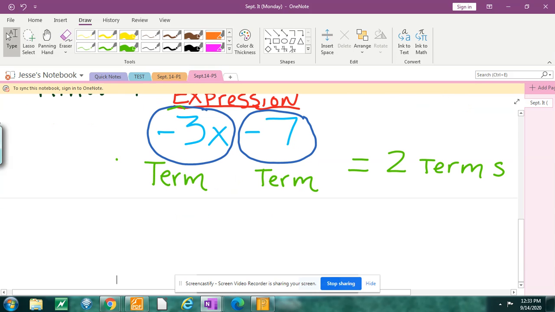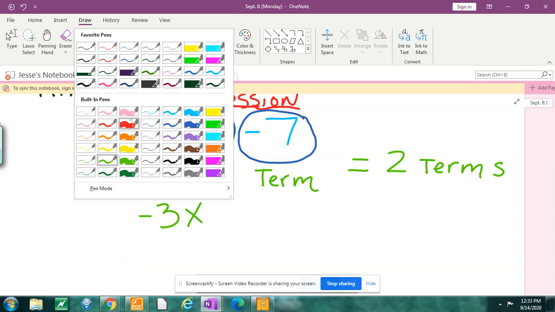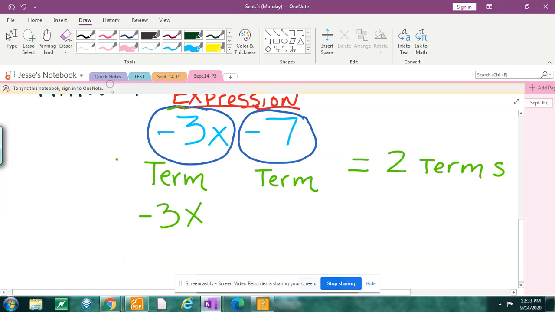So the -3x, this right here, can also be broken down. Okay, so now the 3, let's use pink. This 3 here, -3, is called something. And that is called your, do you guys remember?